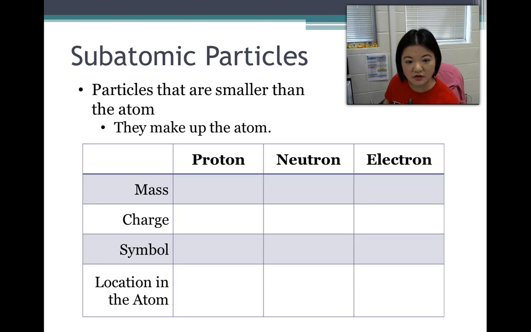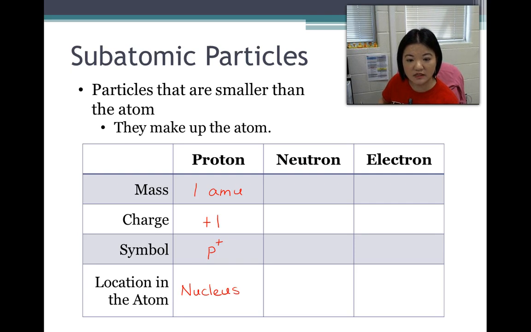Now, the protons, their mass is 1 AMU. Their charge is positive 1. Their symbol, we usually symbolize them with a P and a superscript plus sign. The location in the atom is in the nucleus.